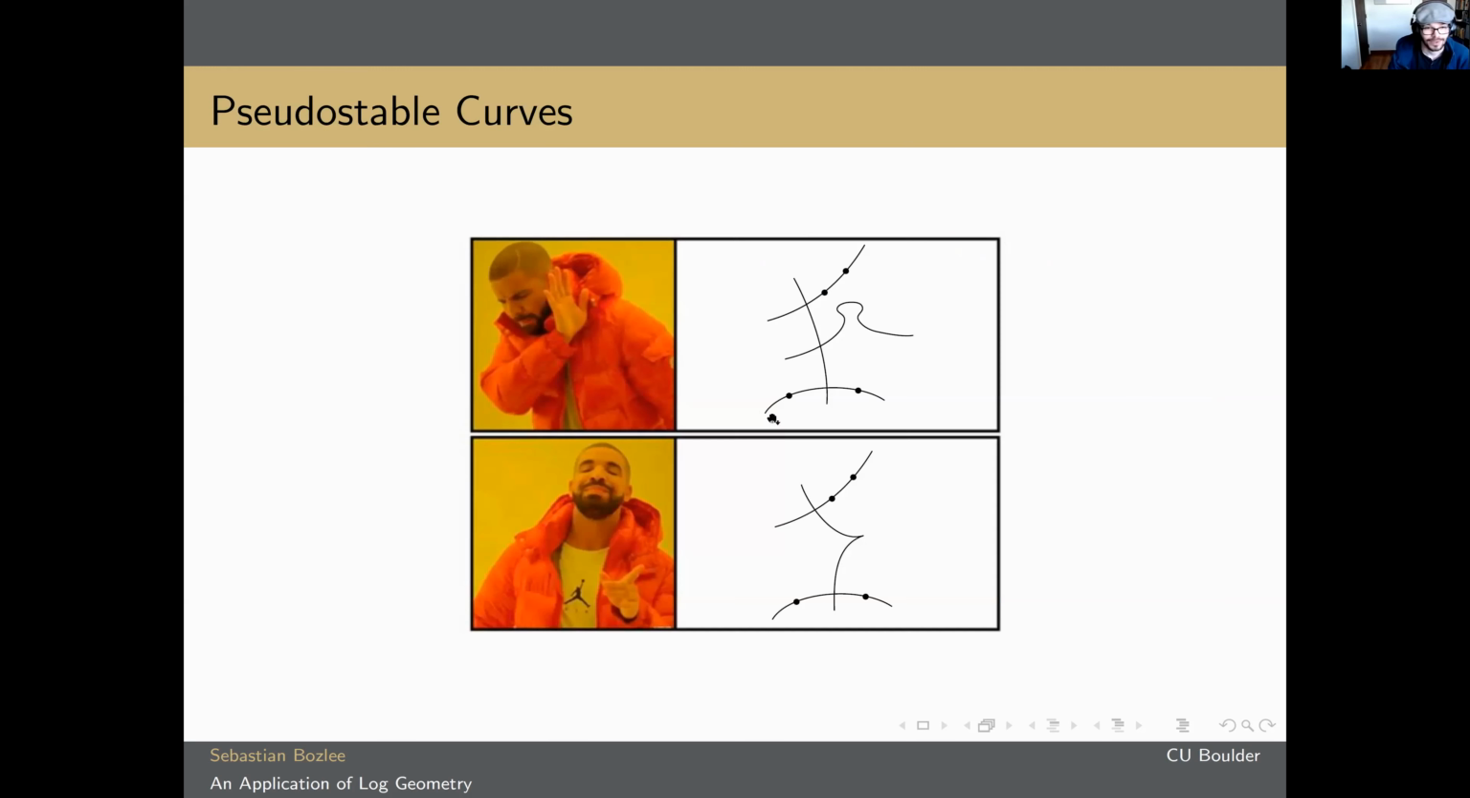So to illustrate, here's Drake. He will be acting as M_{g,n} pseudostable. He doesn't like this. This is fine. This is a stable curve, but we have an elliptic curve in there, something of genus 1, with only 1 marked point. And pseudostable curves don't like that. What we would rather have is a curve with a cusp in it. Cusps have arithmetic genus 1, so there's sort of a fair trade for curves of genus 1.